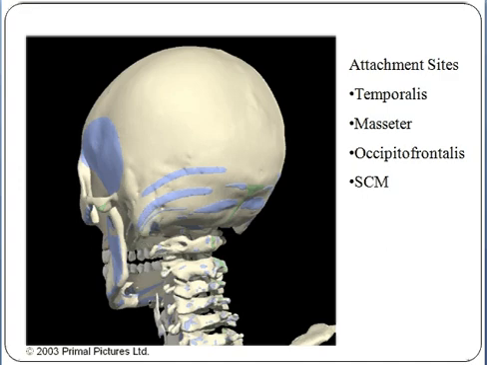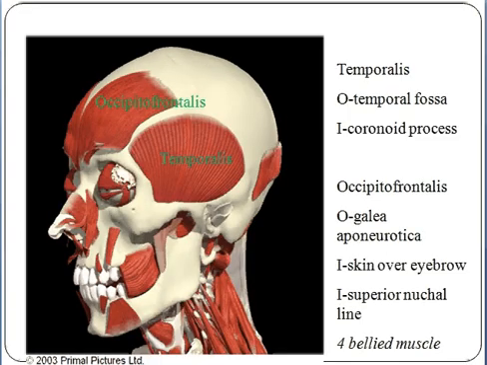This picture shows the temporalis muscle, and again its origin is on the temporal fossa. It dives underneath the zygomatic arch to insert on the coronoid process of the mandible. The occipitofrontalis, aponeurotica, that is aponeurosis, that is fascia. So this is all covered with fascia, so its origin is here. Its insertion point is the skin over the eyebrow and on the superior nuchal line on the occiput.